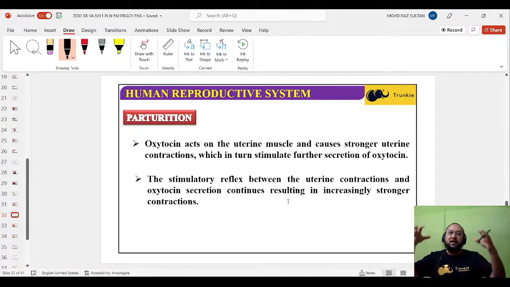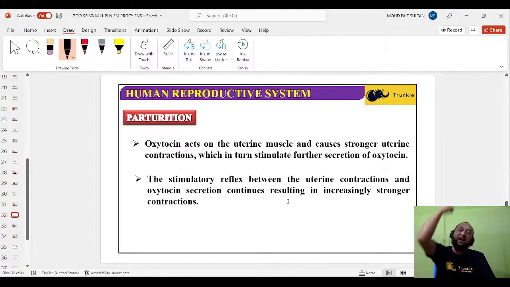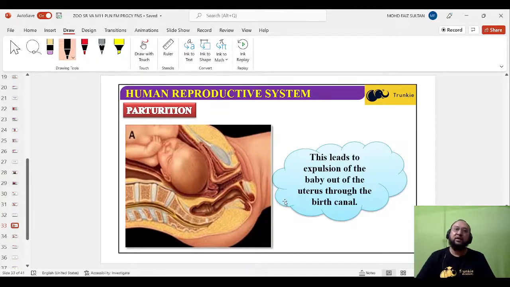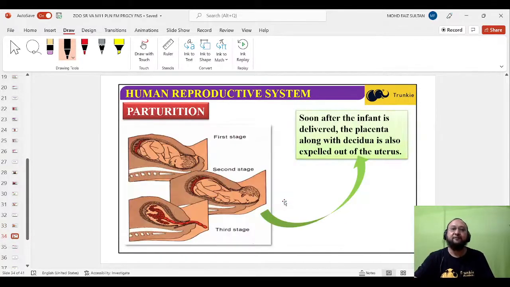This oxytocin again causes stronger contraction, and this strong contraction again activates the master gland, the pituitary gland, for the release of oxytocin. So this continues, stronger contraction continues, and then the fetus is pushed out of the body. This leads to expulsion out of the uterus through the birth canal, that is the vagina.